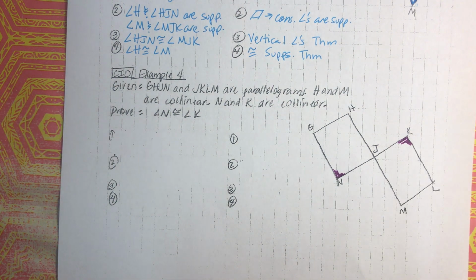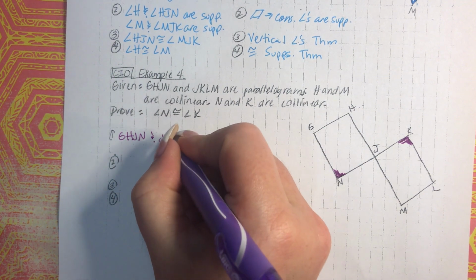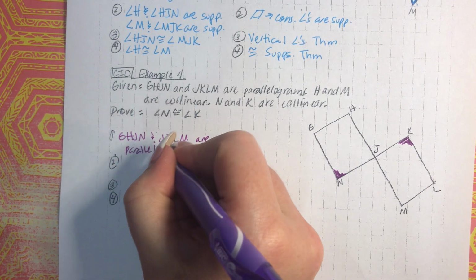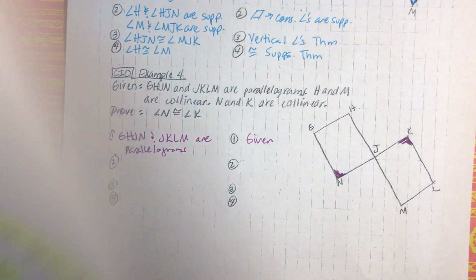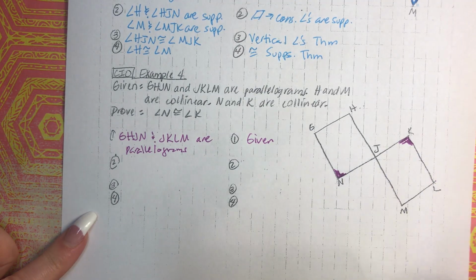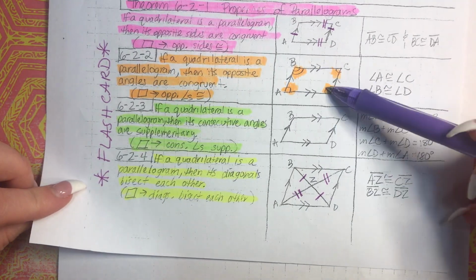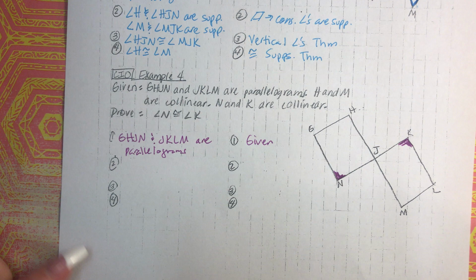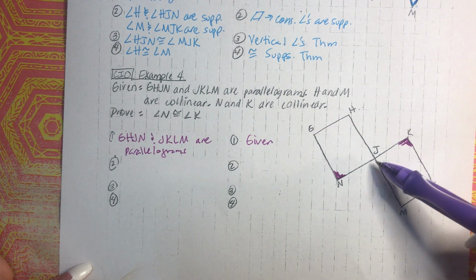Okay, so first I'm going to write down that given information, just that GHJN and JKLM are parallelograms. And that's given. Since that opens the door to these lovely four theorems, and we have an angle here, we're probably not going to pay attention to the ones with the sides and the diagonals. So we have the opposite angles are congruent, or the consecutive angles are supplementary. Which one do you think we're going to use? Does opposite angles help us? Does consecutive angles help us?